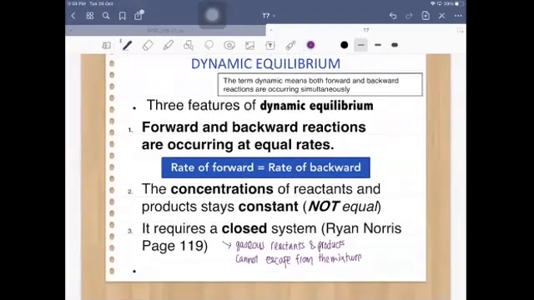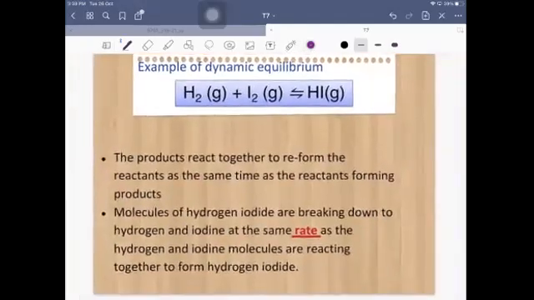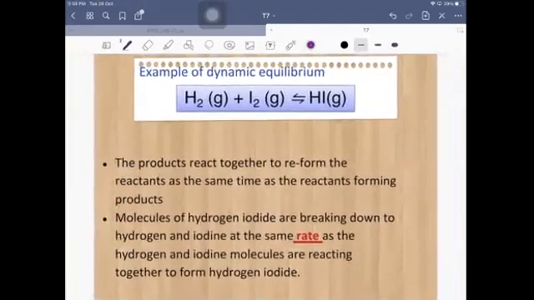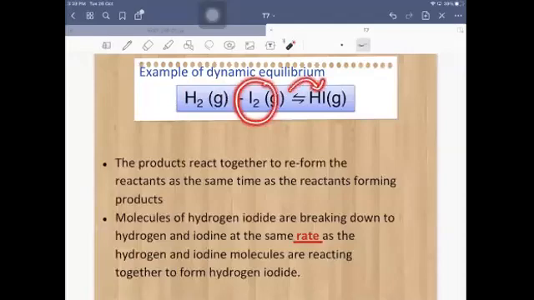Moving on. Here is an example of a dynamic equilibrium. This is an example of a reversible reaction. In the forward reaction, you can see that the hydrogen combined with the iodine to form a molecule of hydrogen iodide, right? That's the forward reaction. The reverse reaction is the hydrogen iodide breaks to reform the reactants.